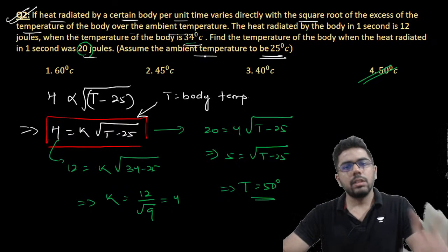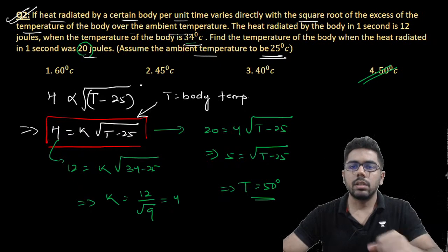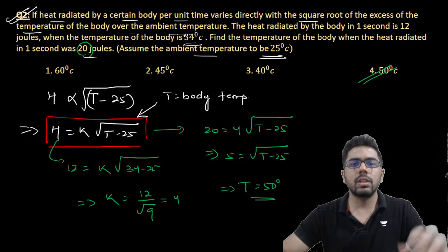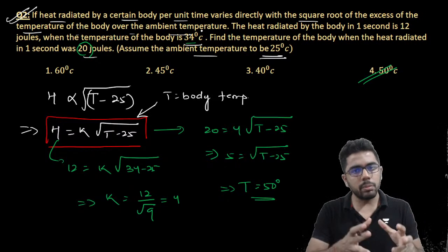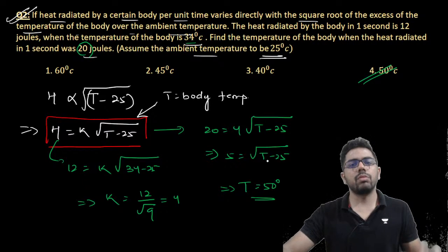Heat radiated H is directly proportional to the square root. तो पहले H directly proportional to square root कर लिया. Now square root of what? Now excess of the temperature of the body over the ambient temperature. That means basically body temperature minus ambient temperature. उसका square root. Then just go with the question.